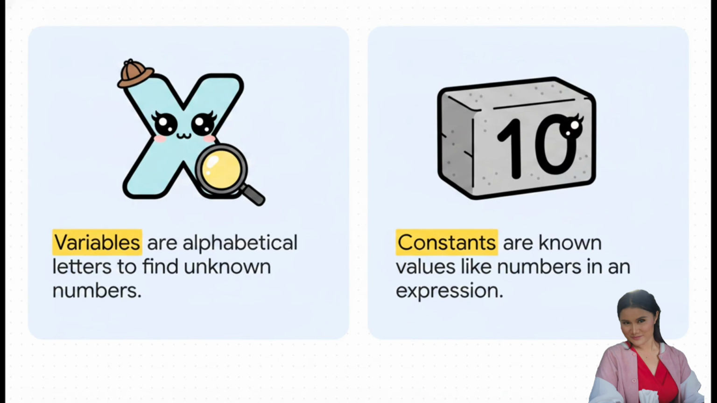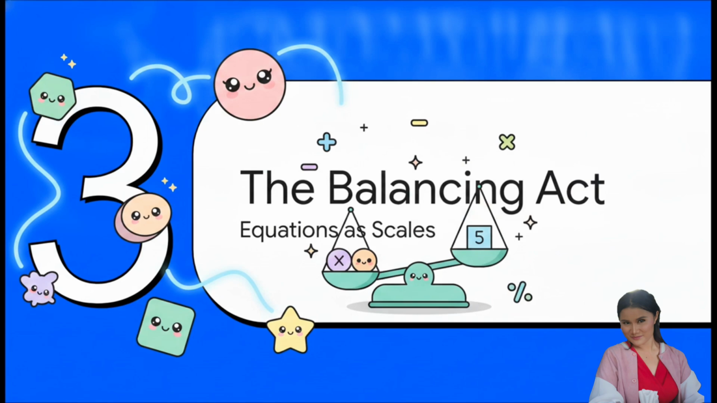On one side, you've got variables. These are alphabetical letters like X or Y, representing unknown, changing numbers. They're kind of like hidden identities that we need to uncover. And then on the other side, we have constants. These are the rock-solid fixed values, like the number 10 or the number 3. They are constants because, well, they literally don't change. Which brings us perfectly to section 3, the balancing act.